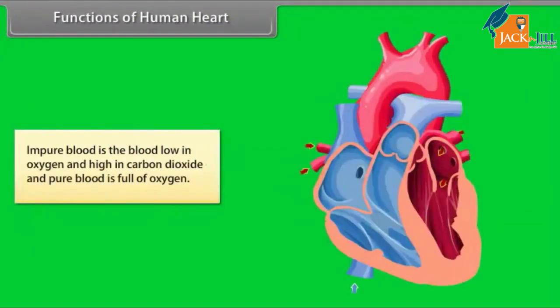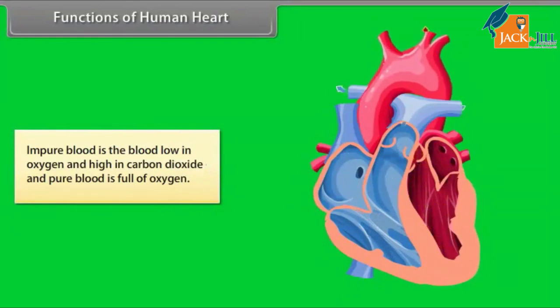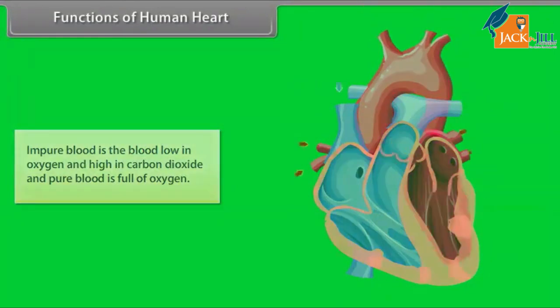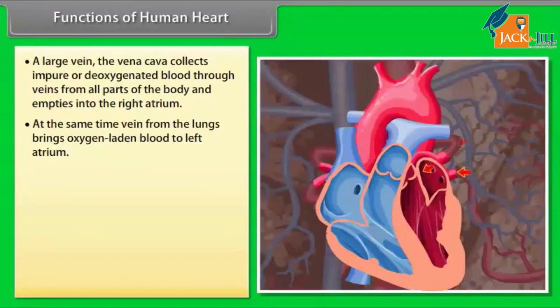Functions of human heart. Impure blood is the blood low in oxygen and high in carbon dioxide, and pure blood is full of oxygen. A large vein, the vena cava, collects impure or deoxygenated blood through veins from all parts of the body and empties into the right atrium. At the same time, a vein from the lungs brings oxygen-laden blood to the left atrium.